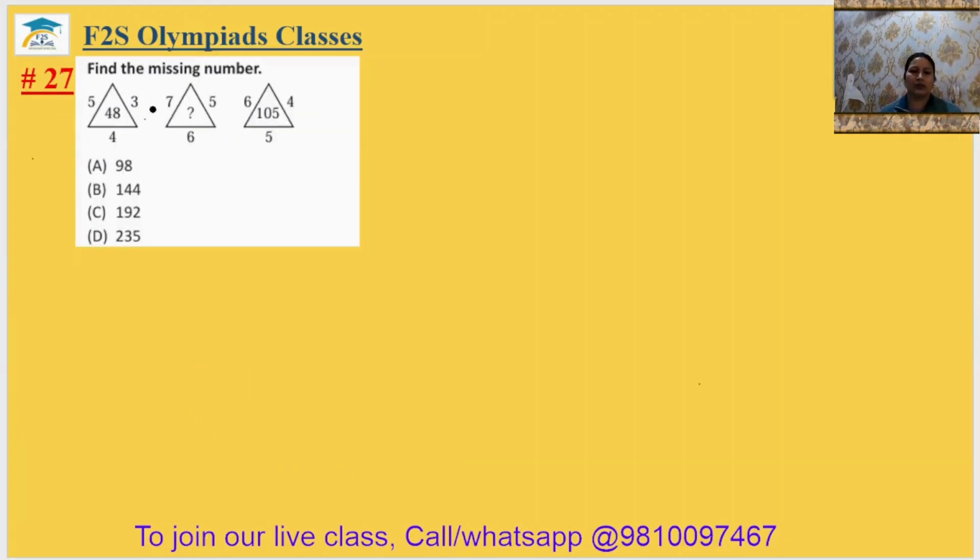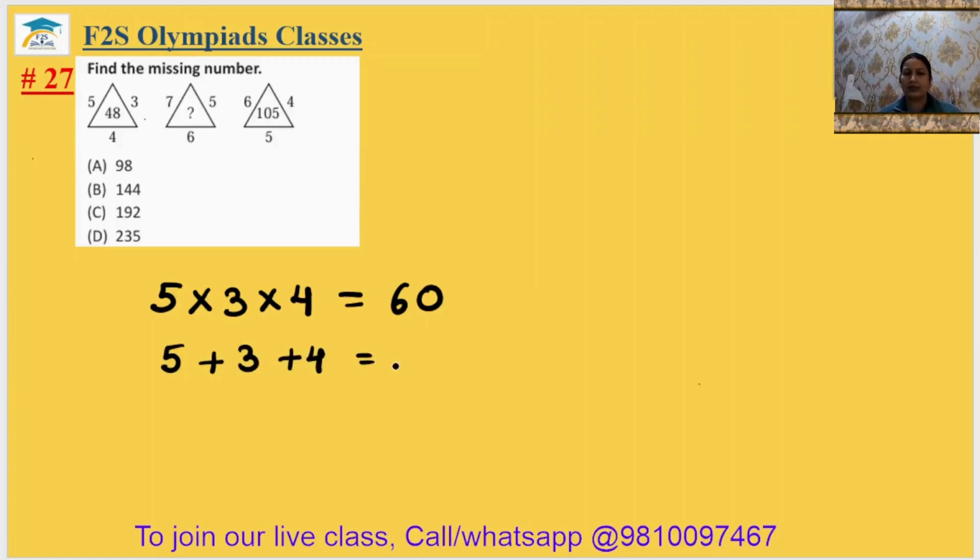Question number 27. Find the missing number. So first we have to check what is the pattern here. We can see if we multiply 5 by 3 by 4, 5 3s are 15, 15 4s are 60. And 5 plus 3 plus 4, that is 5 plus 3, 8 plus 4, 12. Subtract this from 60, so you will get 48.